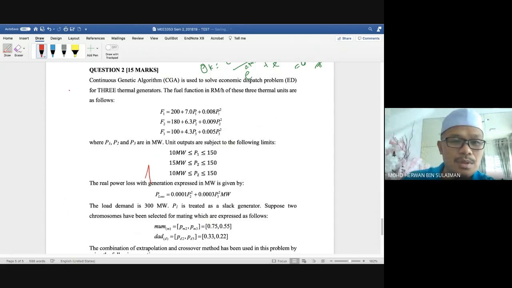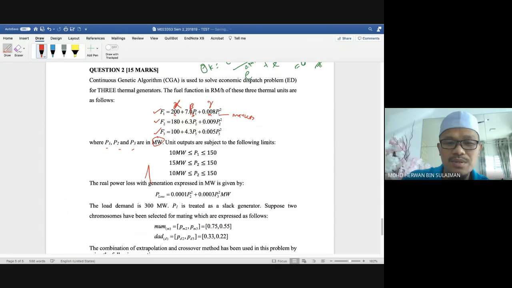Okay. So we have 3. Don't forget this one is alpha. In my note, this one is alpha. This one is beta. This one is gamma. But in MATLAB program, this one is A, this one is B, this one is C. Okay, this one in MATLAB. This one is alpha, beta, gamma. So you have these 3 functions. We have 3 generators, F1, F2, and F3. So this one is P1, P2, P3 in megawatts.